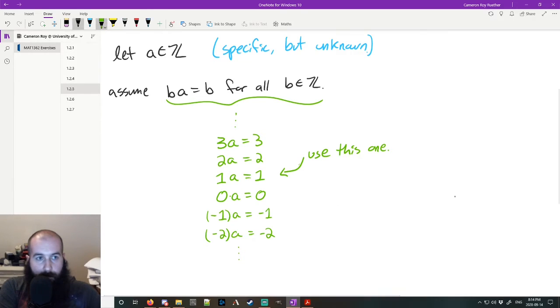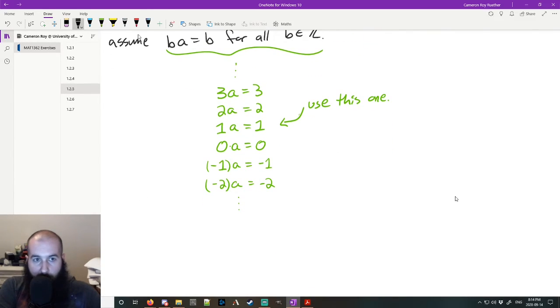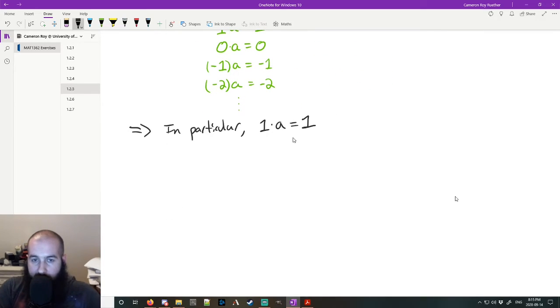So if we assume that b times a is equal to b for all integers, this implies that, in particular, 1 times a is equal to 1. So this is something that we're allowed to assume, so we can start working from it. And what I'm going to do now is manipulate 1 times a using our axioms.